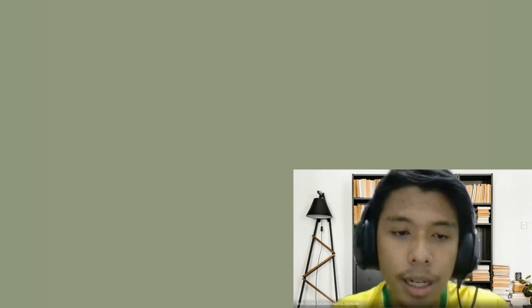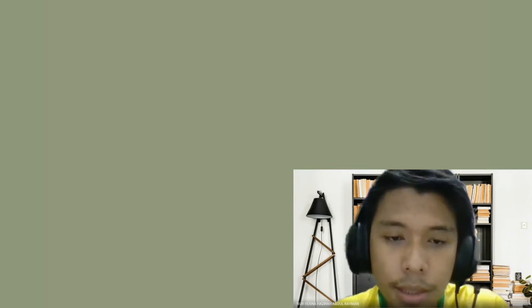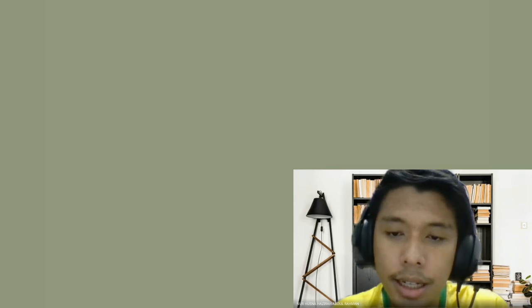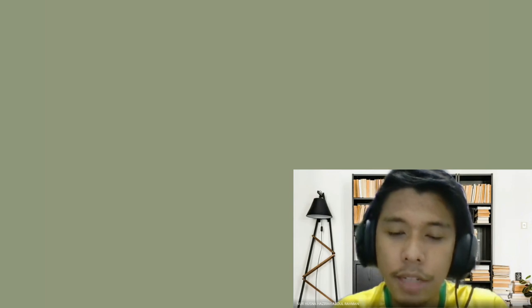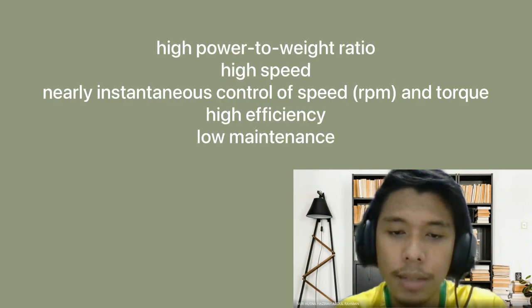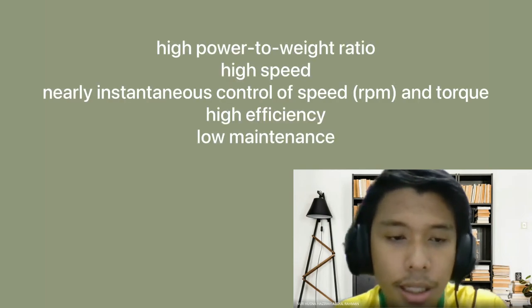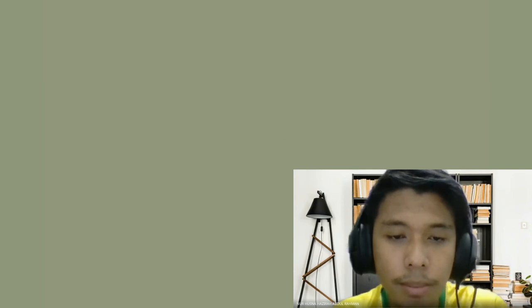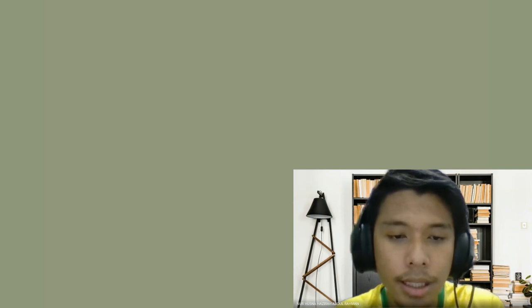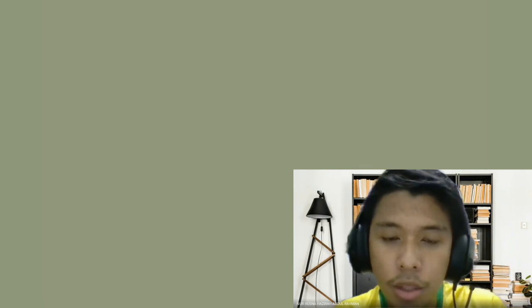Then we will use a brushless DC motor as the generator. A brushless DC electric motor is a synchronous motor using a direct current DC electric power supply. The advantages of a brushless motor over brush motors are high power to weight ratio, high speed, nearly instantaneous control of speed (RPM) and torque, high efficiency and low maintenance. Brushless motors can be used for several other underwater uses, including boats, jet skis, modern submarines, automatic fish feeders, and more. The cable will be connected to the motor by using soldering.